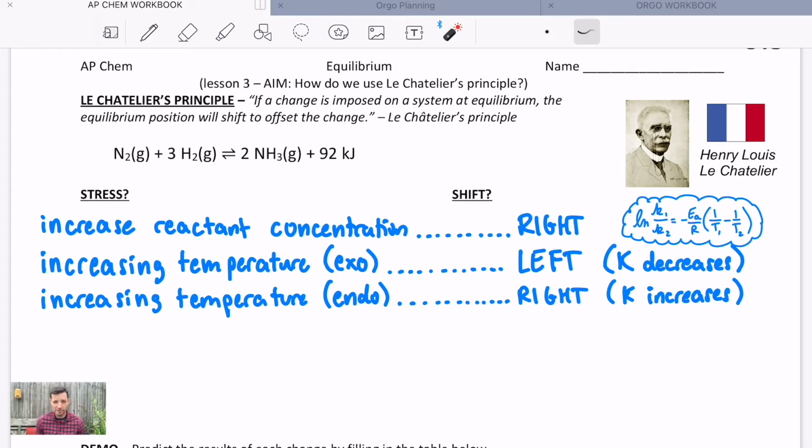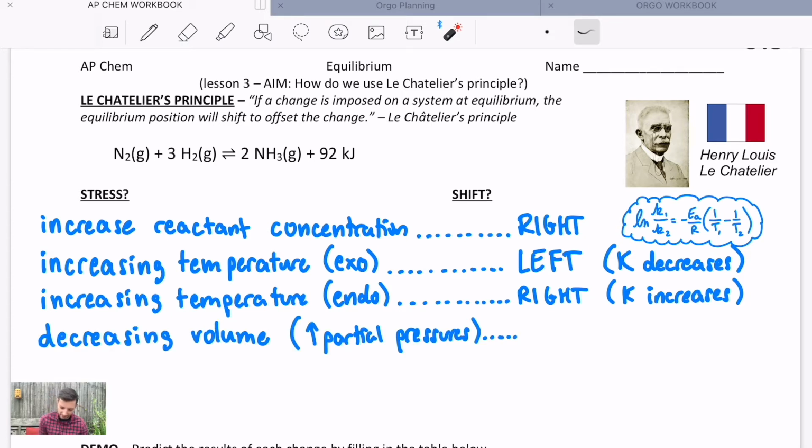Something else you can do to a reaction, particularly for gas phase reactions, is you can change the volume of the container that you're using for this reaction. Let's say I'm just doing this in some reaction vessel of a fixed volume. Let's shrink it, make it smaller. What that does, think about Boyle's law, is it increases the partial pressure of every single thing in the reaction. All of them, the reactants and the products, all increase the partial pressure if you shrink the space. And as a result, the reaction in this case will shift to the right.